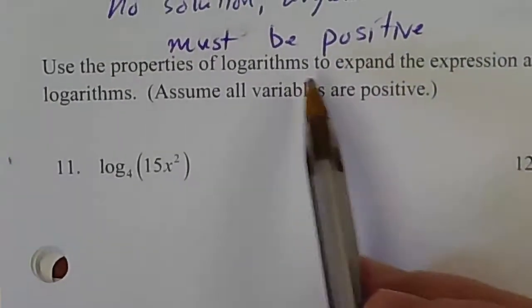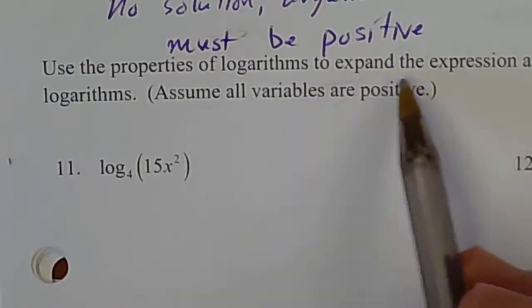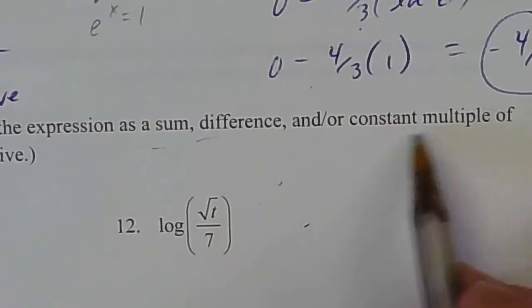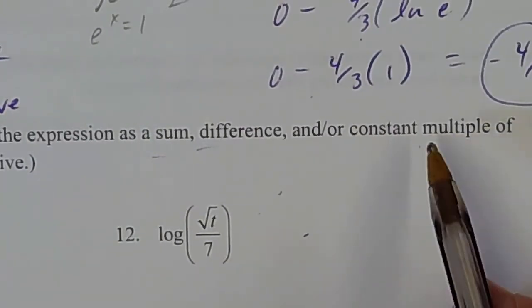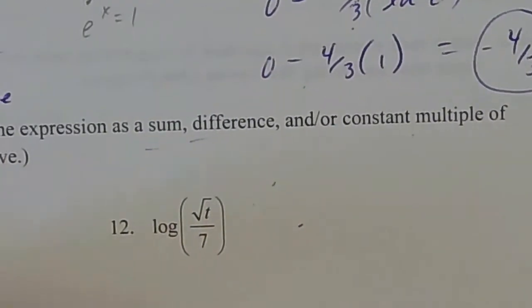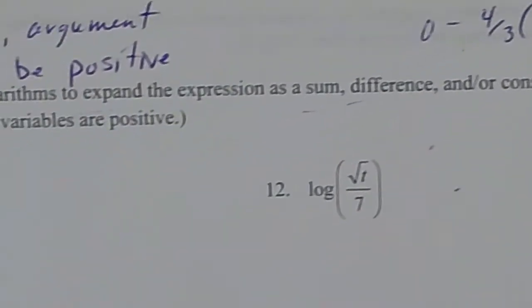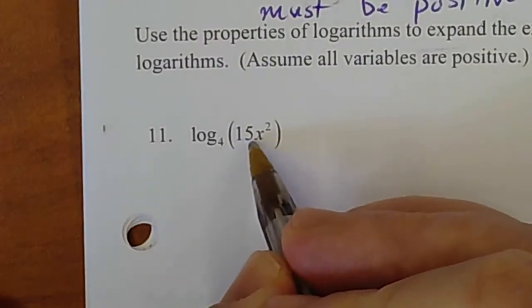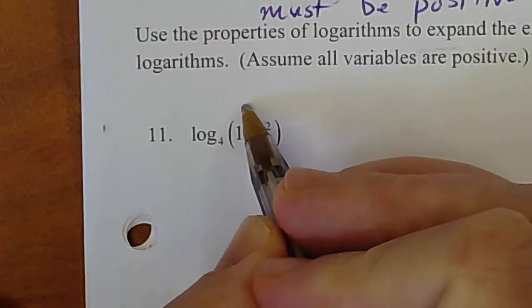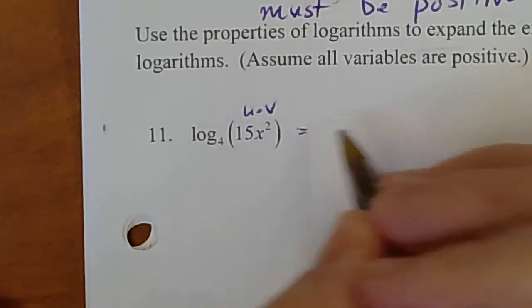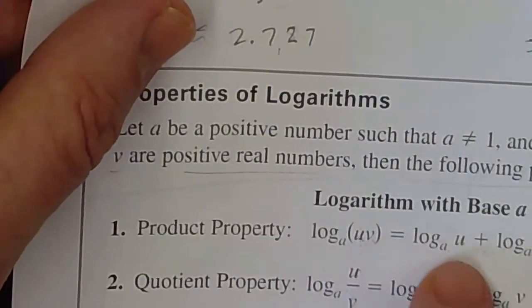All right, now this one asks us to go ahead and expand these. We're going to try to expand it as far as we can using those 3 properties on the other side: sum, difference, and constant multiples. They just mean if you have a constant, put it out front, right? Power property, we can write as a constant. Okay, so first one's really basic and easy. First of all, you got to realize we have a product, right? 15 times x squared. That's like the u times v, if you will. So we can write that as a sum. Product to sum.